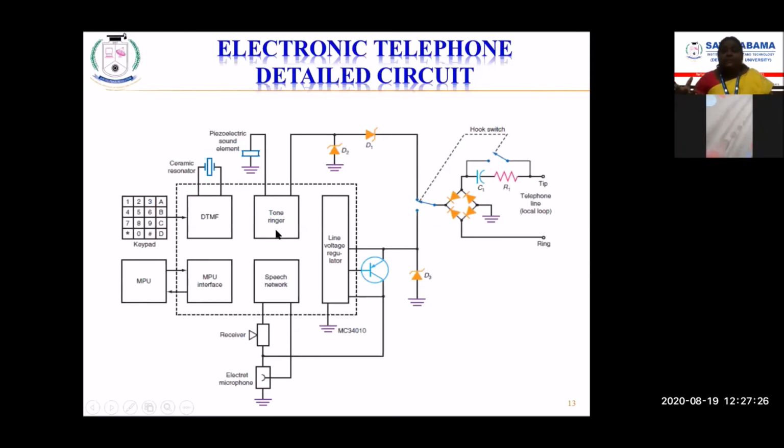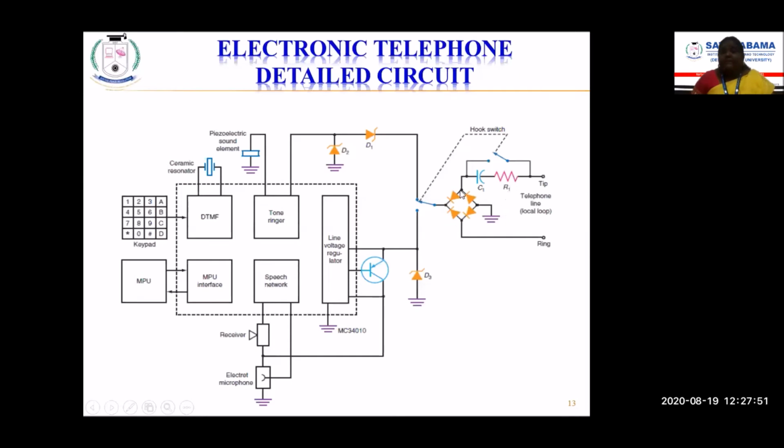So that we will be able to hear the ringing sound, indicating that a call is being received by that particular telephone instrument. As soon as we hear the ringing sound, what will we do? We will lift up the handset. So when we lift up the handset, what happens? The hook switch will be moved to this position here. At that time, there will be a rectified circuit.